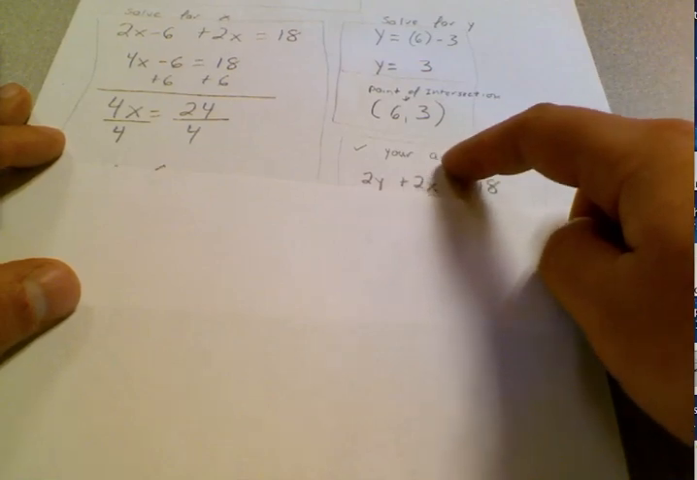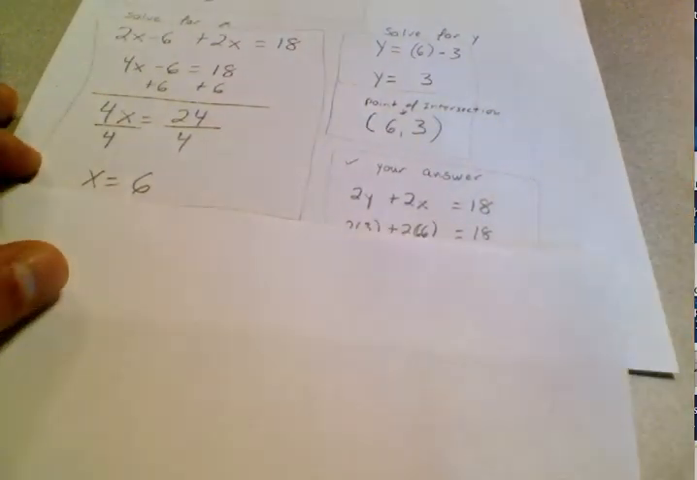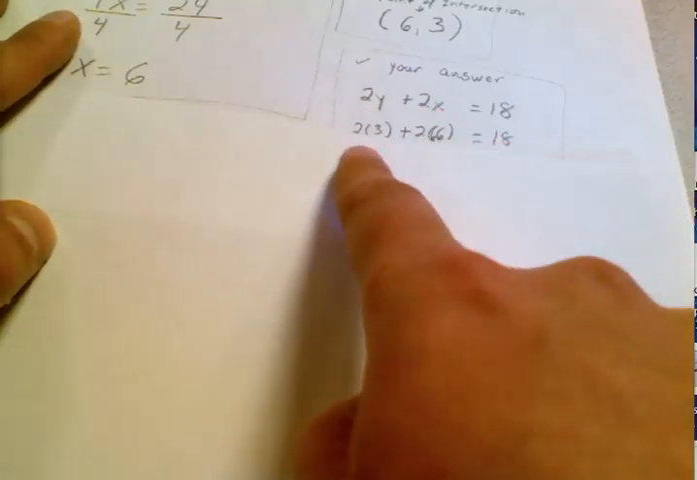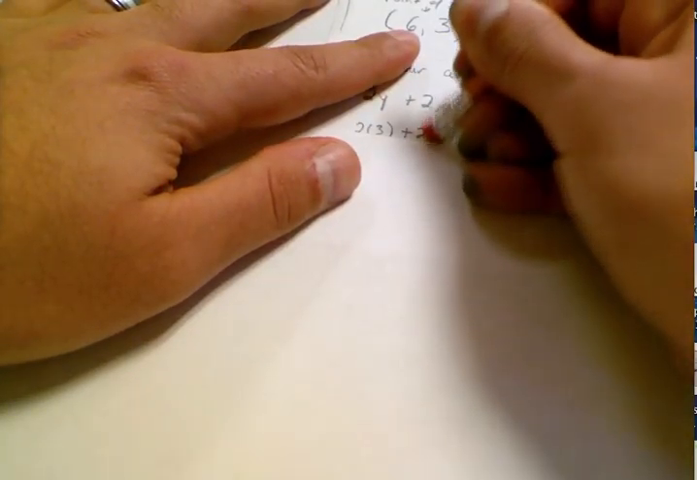Finally, to check my answer, 6, 3, I'm going to plug it into one of my equations. I'm going to plug in 6 for x and 3 for y. When I do this, I'm going to plug in 3 for y here, so I have 2 times 3 plus 2 times 6. And sorry if this looks a little crumpled, excuse me.